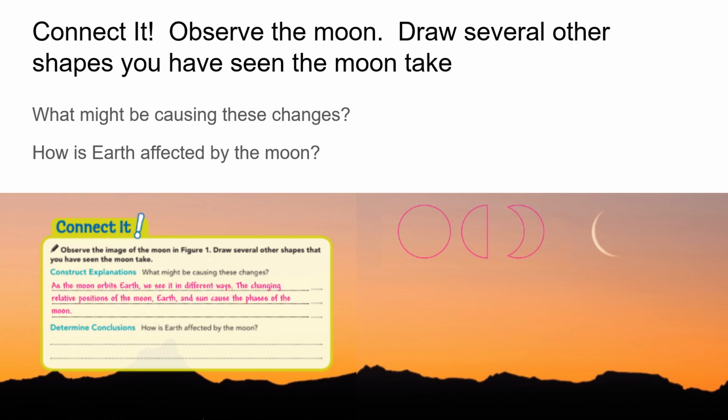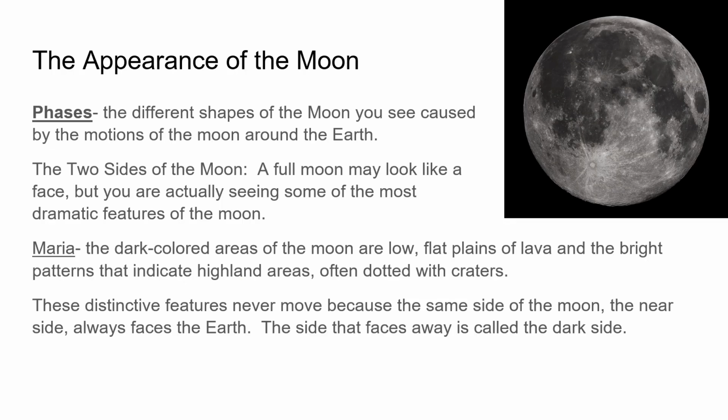As the moon orbits Earth, we see it in different ways. The changing relative positions of the moon, Earth, and sun cause the phases of the moon. And how is Earth affected by the moon? The pull of gravity from the moon affects the tides on Earth. The appearance of the moon. So phases are the different shapes of the moon you see, caused by the motions of the moon around the Earth.